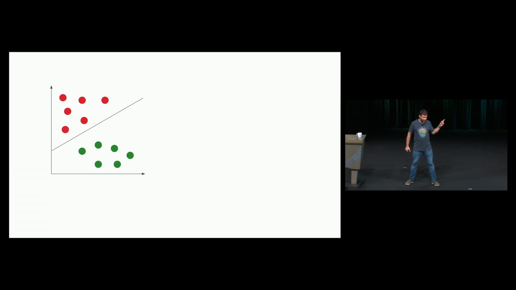This is actually one of our classical machine learning approaches. It's called support vector machines. And it really highlights why it's important to have good training data, because if you have training data that's not representative, that line is not going to be in the right place.